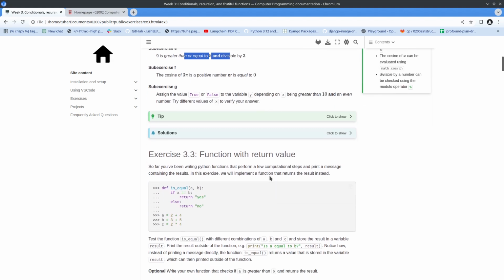Okay, so this is moving a little bit slowly. I think I'll stop here and then try to do the next exercise.